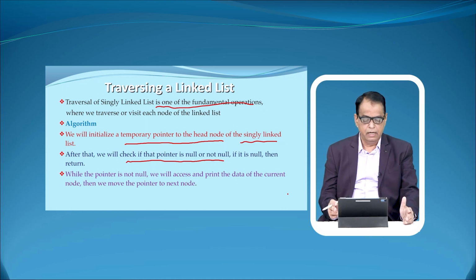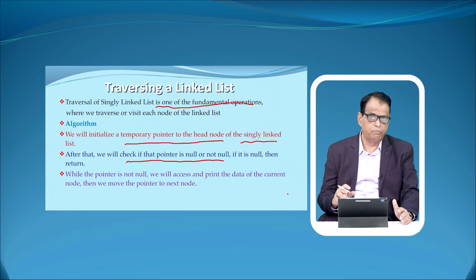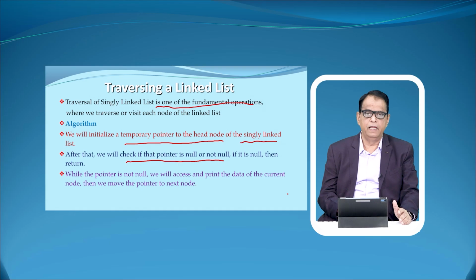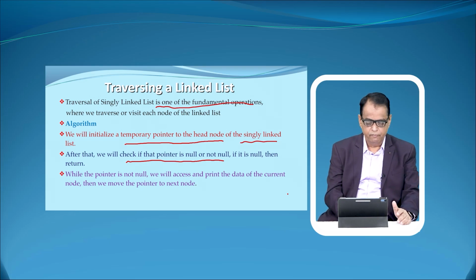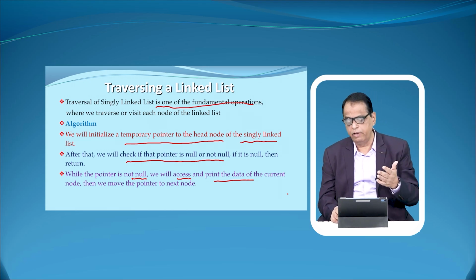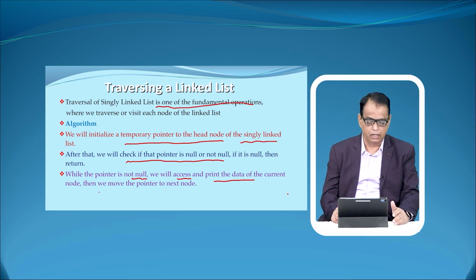In that case, we will return, or we will not process further, because there are no elements in the linked list. But if it is not null, it means that there are elements present in the linked list, and therefore we can now visit each and every element of the linked list. When the pointer is not null, we will access, and if you want, we can print the data element of the current node.